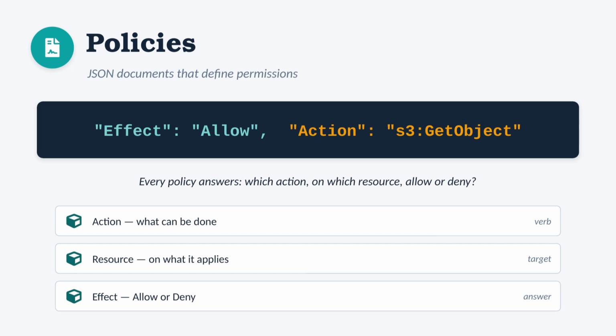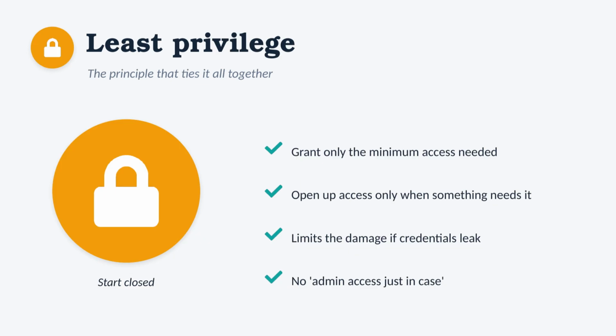You attach policies to your users, groups, and roles. That attachment is what grants the access. No policy, no permission. By default, IAM says no to everything until a policy says yes.